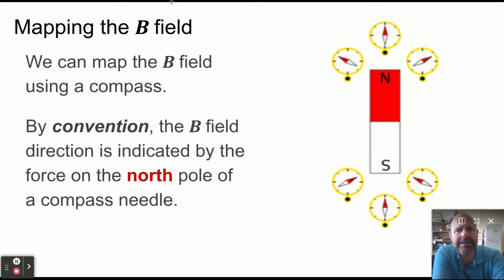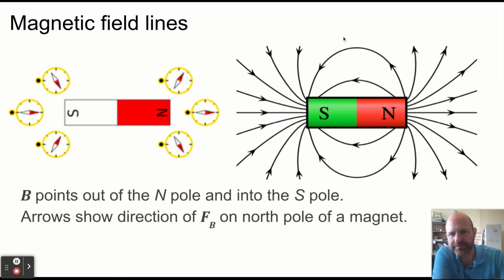When it comes to the magnetic field, we map it using a compass. By convention, the magnetic field basically goes in the direction that the north points. So it goes out of the North Pole and into the South Pole. So the South Pole points toward another North Pole. That's on those little compasses. The red is the north, the white is the south. And so we draw something like this, out of the north and into the south.